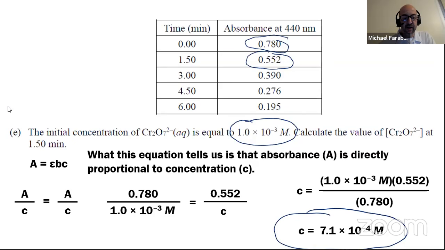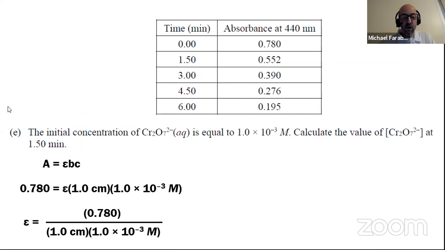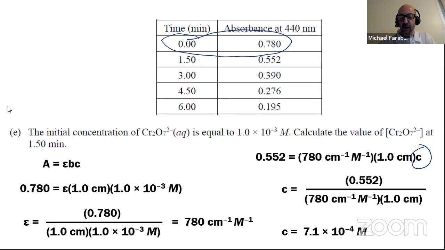That's just a proportion. This particular constant, we did not actually solve for, didn't need to do that, but you could have done that. So we could have solved for the molar absorptivity constant, and it works out to be about 780 based on the information from time 0. Then we could have plugged that into the same equation, and solved for the concentration at 1.5 minutes, and we still get the same answer. So we're looking for 7.1 × 10⁻⁴.